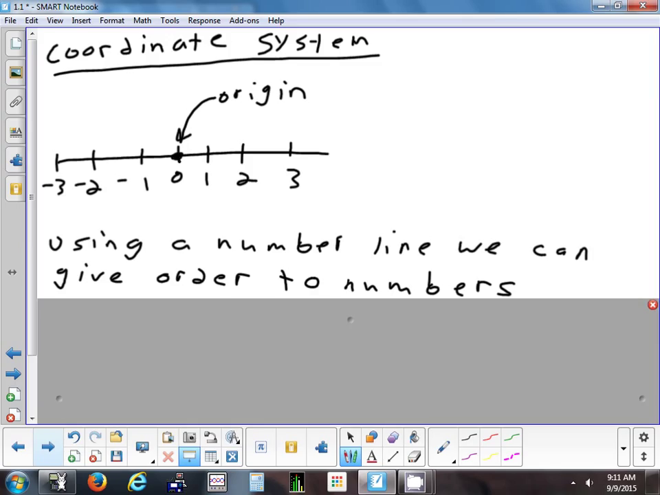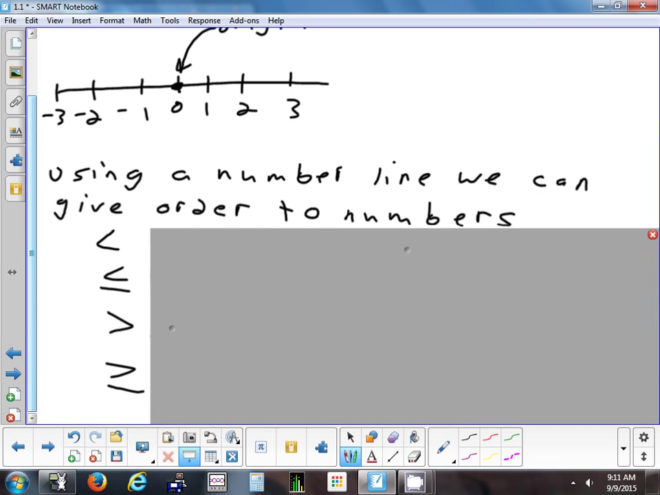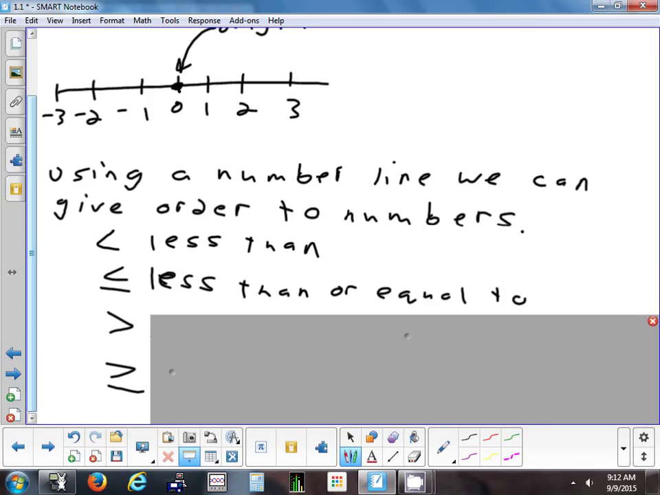In using a number line, one of the most basic things you can do with it is give order to numbers. In other words, you can say something is bigger than something, something's less than something. And that gives us our 4 inequality symbols that we use. Let's start with the first one. Tommy Lee, what's that inequality? Less than. Good. Eric, the next one? Less than or equal to.